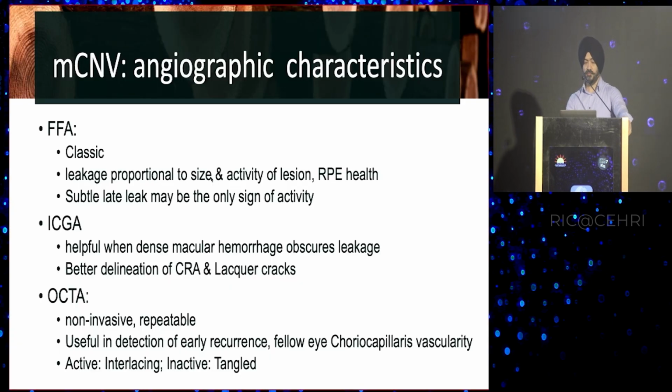On FFA, you will see a classic CNVM. Leakage is proportional to the size and activity of the lesion and RPE health, and leakage sometimes can be very subtle. ICG helps in identifying lacquer cracks and choroidal atrophy, and OCTA has been shown to have very high sensitivity and specificity to detect myopic CNVM. There are two types which have been described, which I'll come to later.